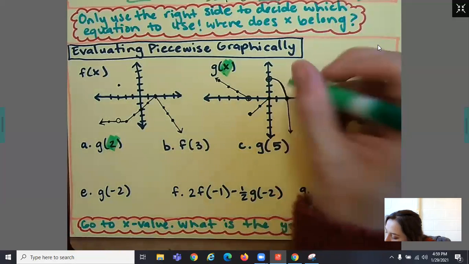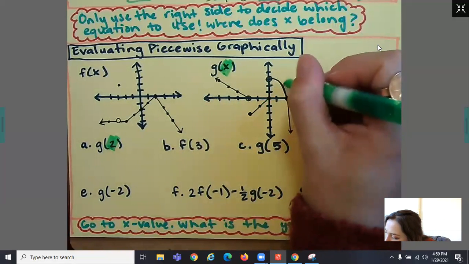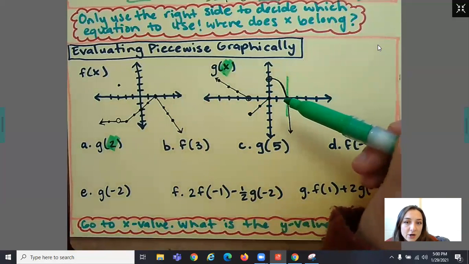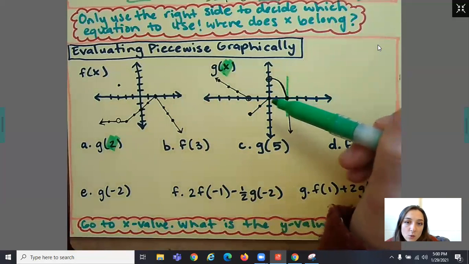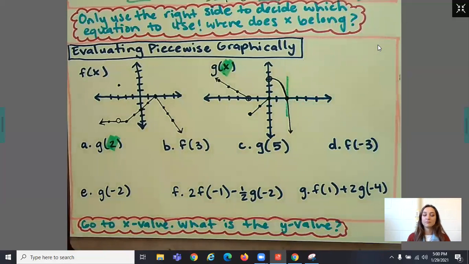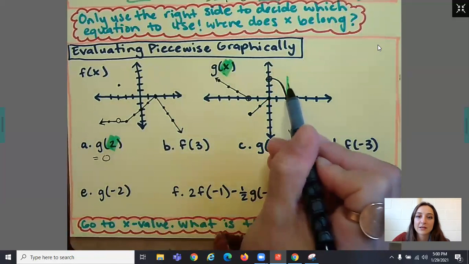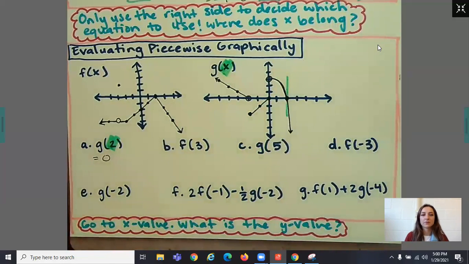and at 2, on the X axis, on G, I'm just going to draw a straight line up and down. And I can see that there's actually already a point right there, and the point has the Y value of 0. So G of 2 is 0. And that's because we're looking at the Y value at the point that is at the X value of 2.